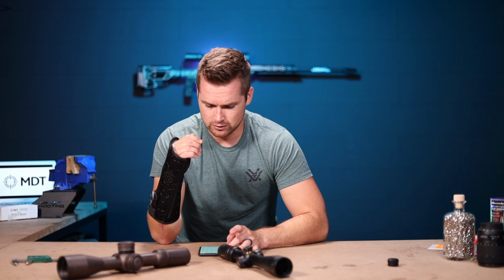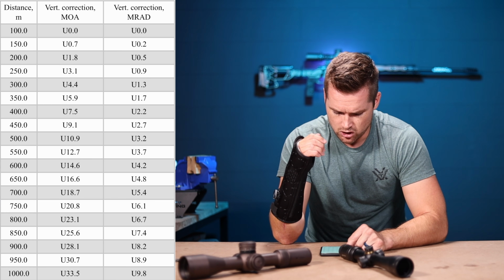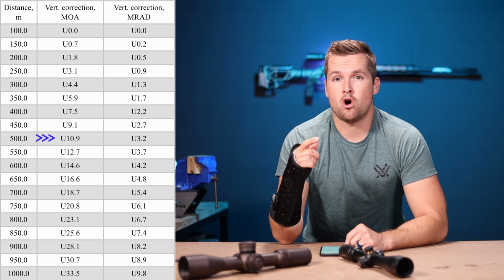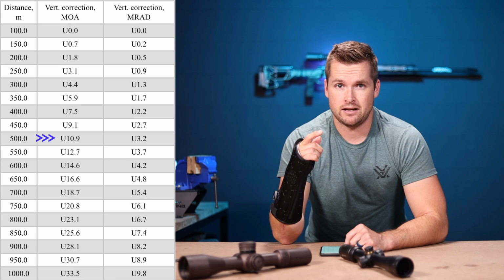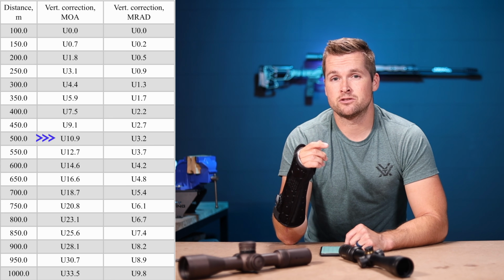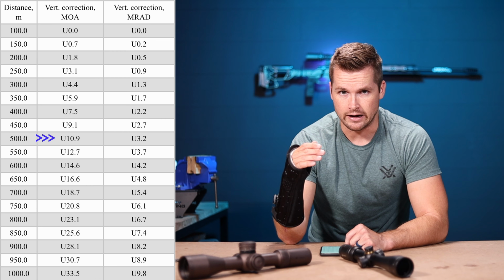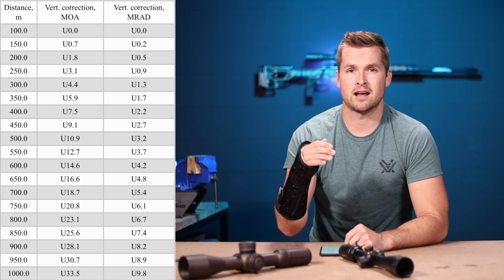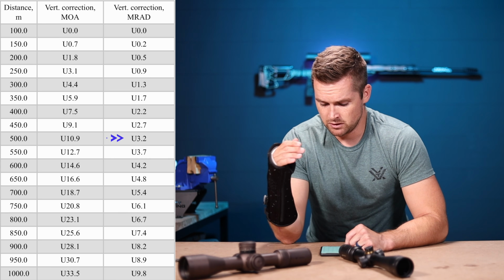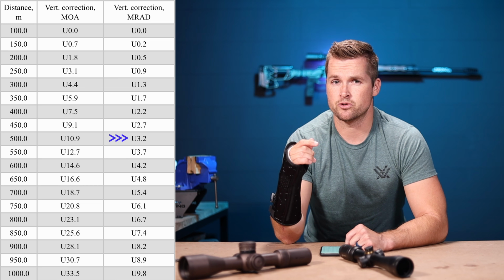Now, if we look at our drop charts, first of all let's have a look at the vertical drop. Let's start with 500. In MOA, I need to hold 10.9 MOA. Here's the challenge: with MOA, because we're limited to quarter values, I can't actually dial 10.9. I have to round that up and go to 11. Will you miss because of that? No, you won't, so don't worry about that. Conversely, on the mil side, I only have to dial 3.2. That's a much easier number to remember too.